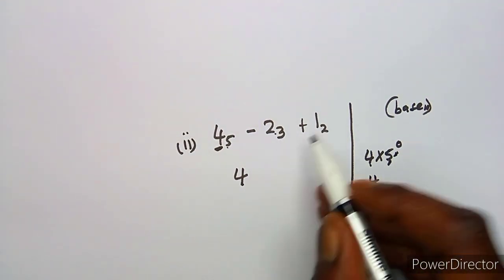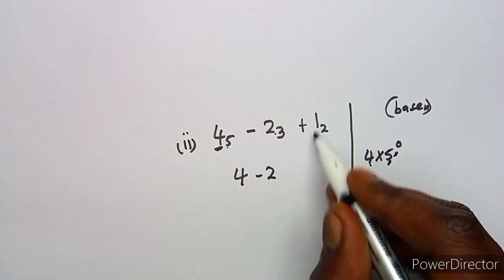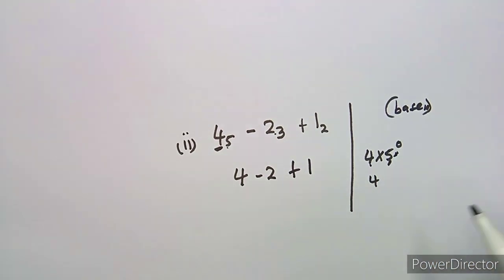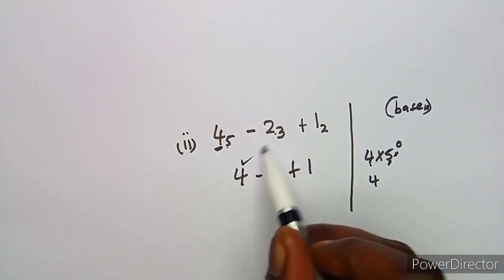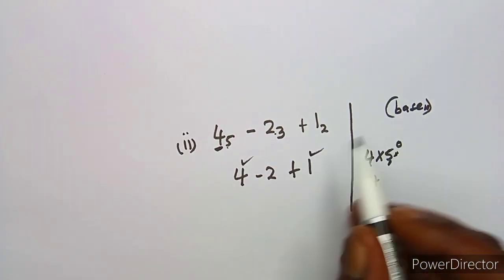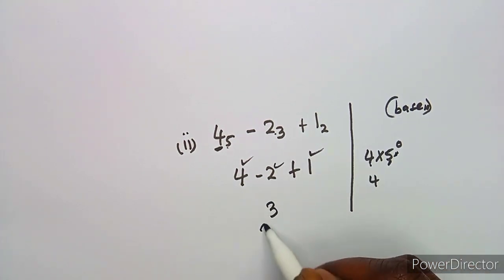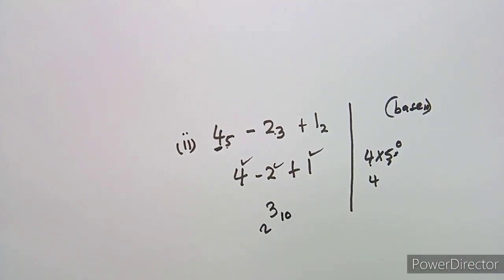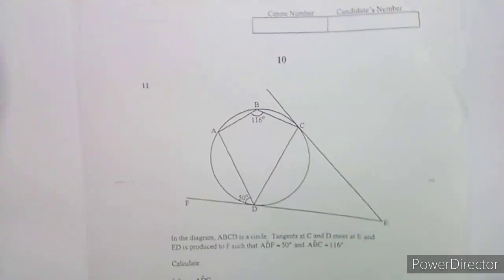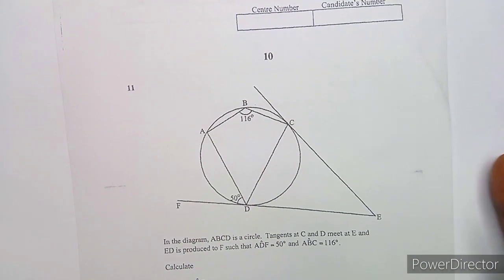You do the same here. So this is going to give you 2, and this will give you 1. So that's it, guys, in base 10. So you can add 4 plus 1, which is 5. 5 minus 2, which is 3. So this is going to give us 3 in base 10. You can write it like that, 3 base 10, or you can just write it as 3 in base 10. There's no problem. So that is what you had, guys, on this question, which was to express in base of what? In base of 10.